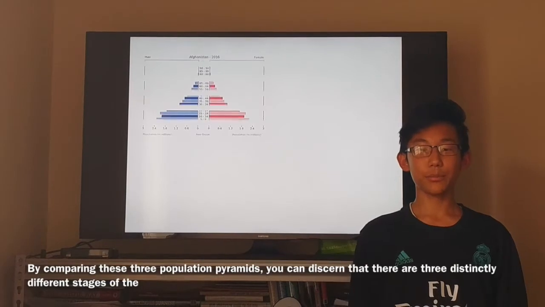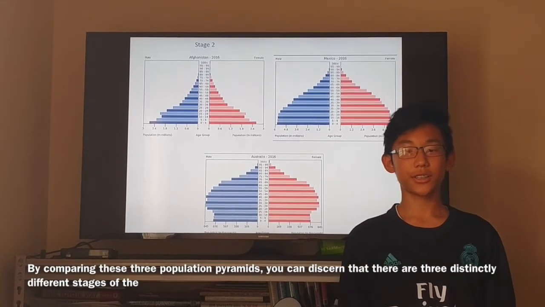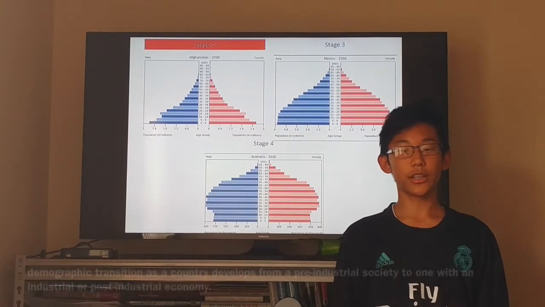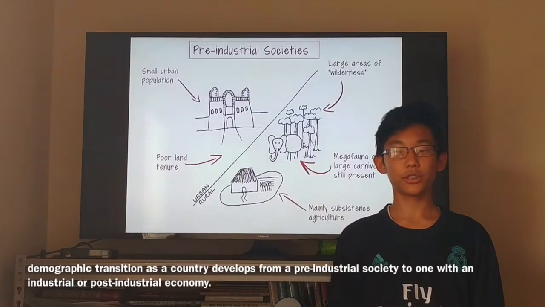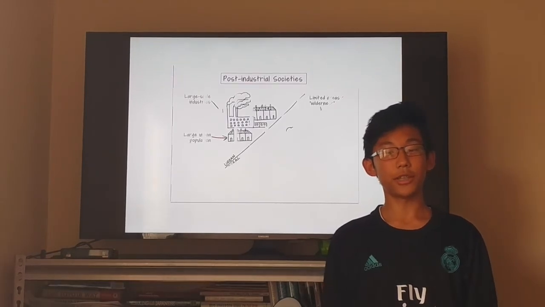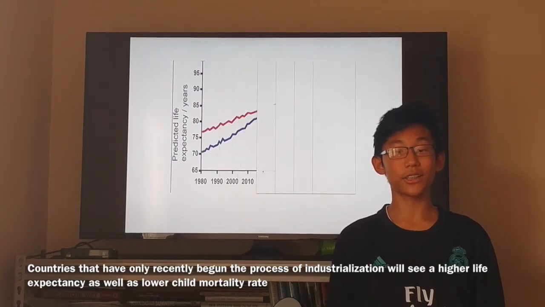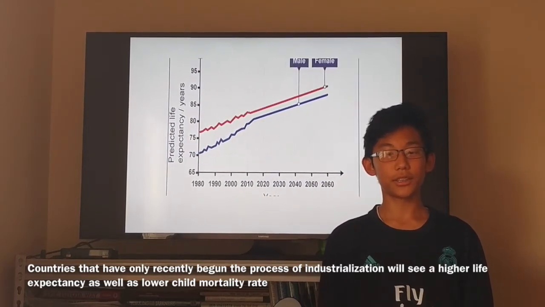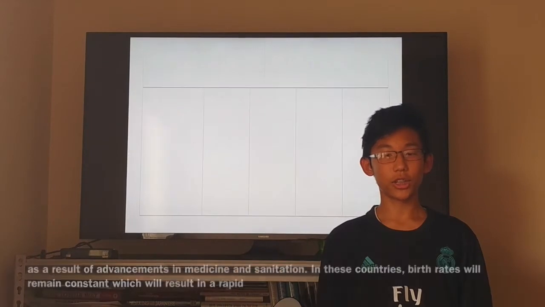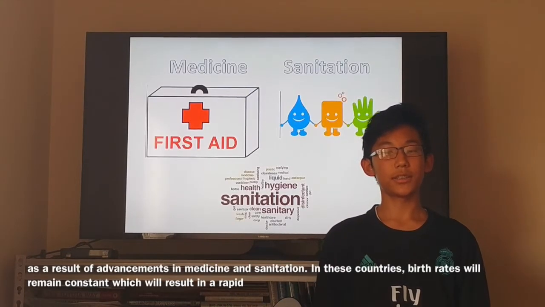By comparing these three population pyramids, you can discern that there are three distinctive stages of the demographic transition as a country develops from a pre-industrial society to one with an industrial or post-industrial economy. Countries that only have recently begun the process of industrialization will see a higher life expectancy as well as a lower child mortality rate as a result of advancements in medicine and sanitation.